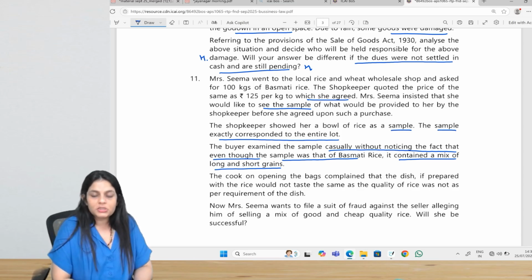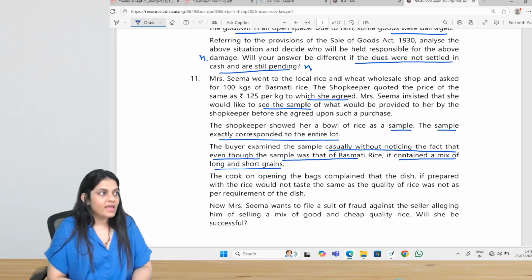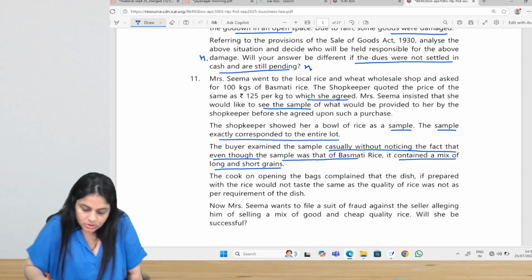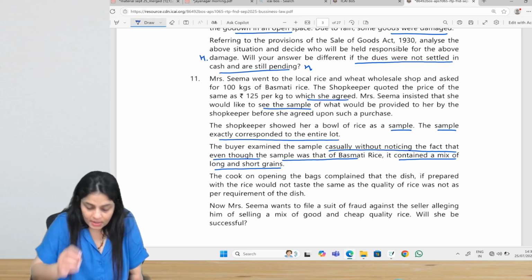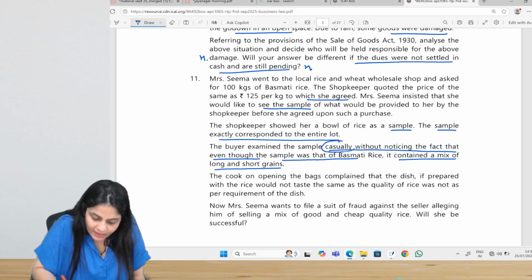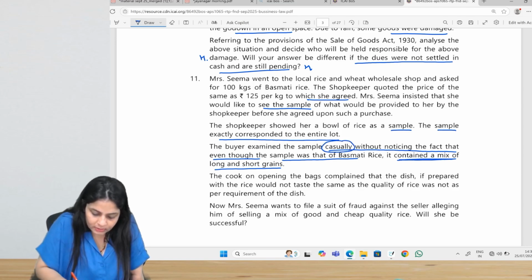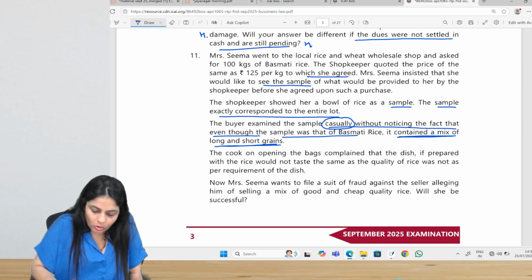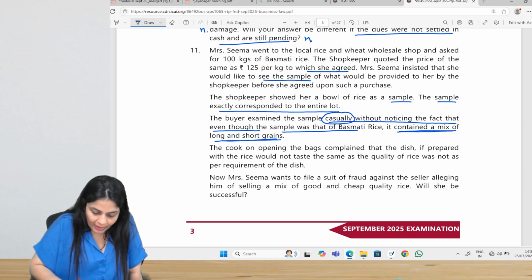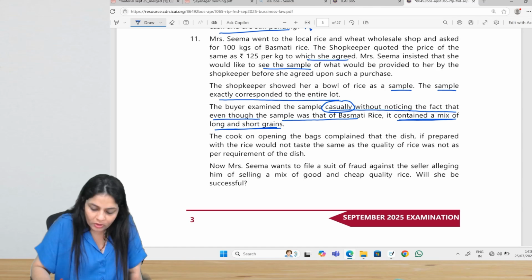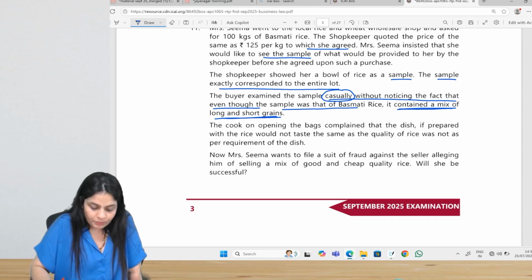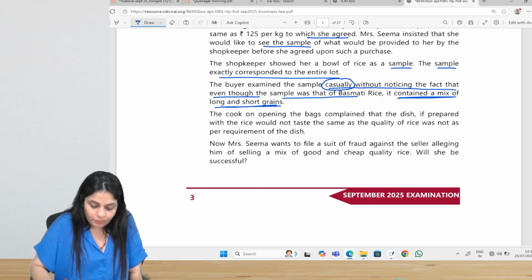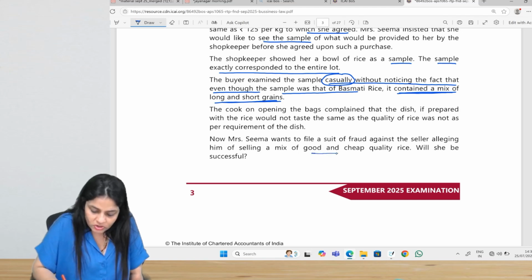That means, here, he had examined the sample but very casually. So, if you see here, he examined it casually, and the sample was basmati, long and short grains. The cook, on opening the bag, complained that the dish, if prepared with the rice, would not taste the same as the quality of rice was not as per the requirement. Now, Mrs. Seema wants to file a suit of fraud against the seller, alleging him of selling a mix of good and cheap quality rice.